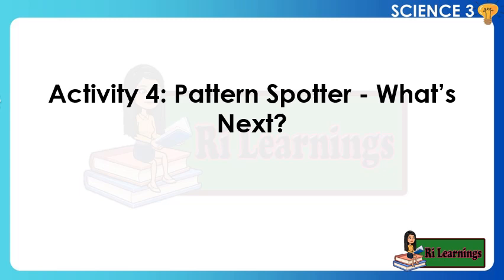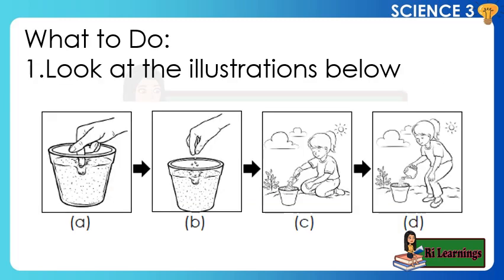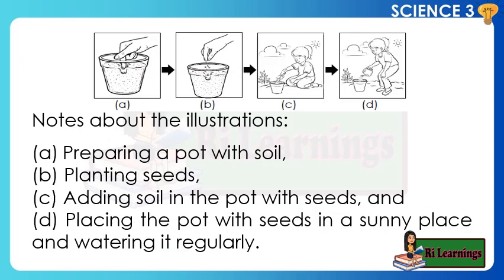Activity 4. Pattern Spotter. What's next? What to do. 1. Look at the illustrations below. Notes about the illustrations. A. Preparing a pot with soil. B. Planting seeds. C. Adding soil in the pot with seeds, and D. Placing the pot with seeds in a sunny place and watering it regularly.